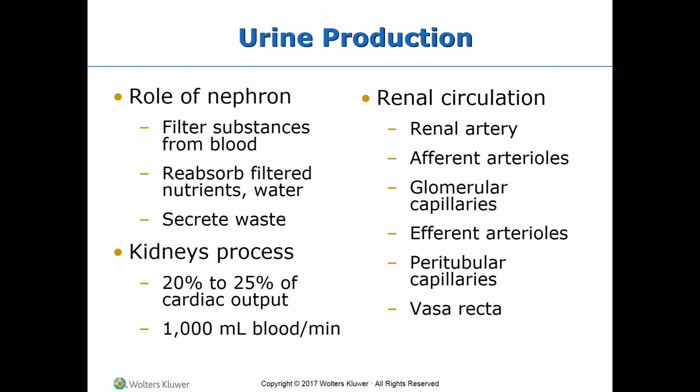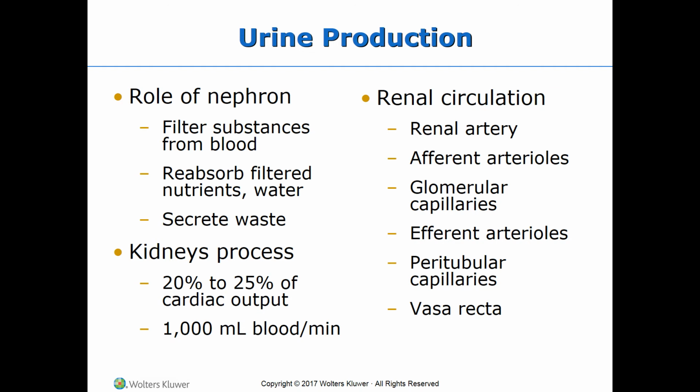So what is the role of the nephrons? To filter substances from the blood. Remember, within this filtrate, everything can go except proteins and red blood cells. And then within the nephron, we'll reabsorb the nutrients and the water, and we will secrete the waste. Now, the kidneys will filtrate around 1,000 milliliters or a little bit over 1 quart of blood per minute. So basically, if you multiply that times 60, which is 1 hour, that will give you 60 liters. If you multiply that times 24, that gives you a lot of blood that we filter per day. And this filtration is basically 20 to 25% of our cardiac output.